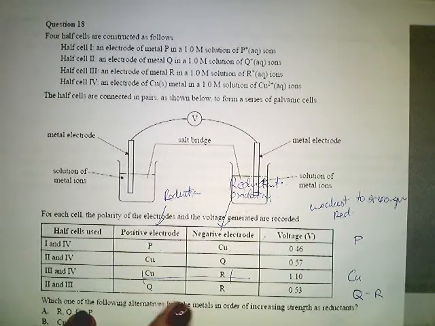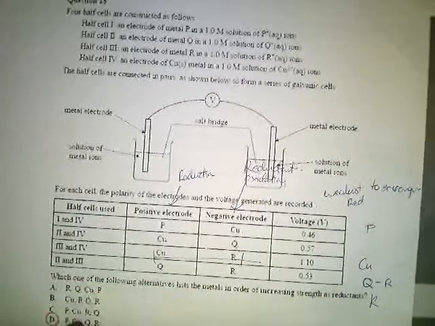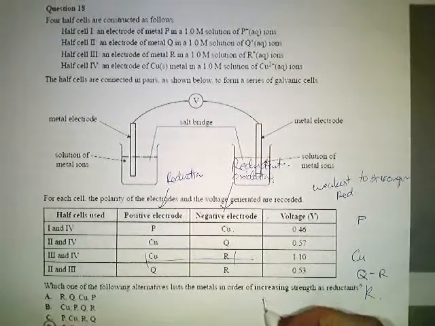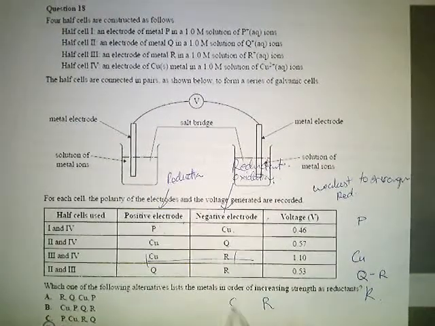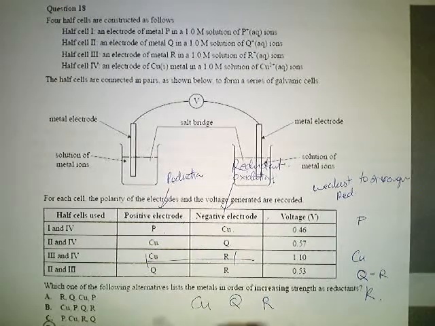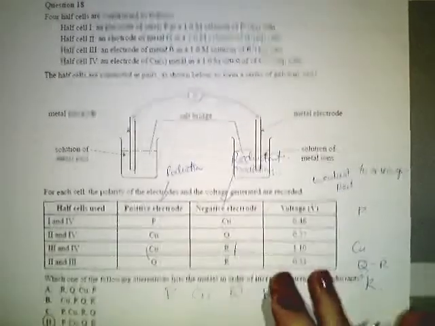So Q versus R tells us this because R is even further down. So the strongest reductant has to be R, then it has to be Q, then it has to be Cu, then it has to be P, which gives us option D.